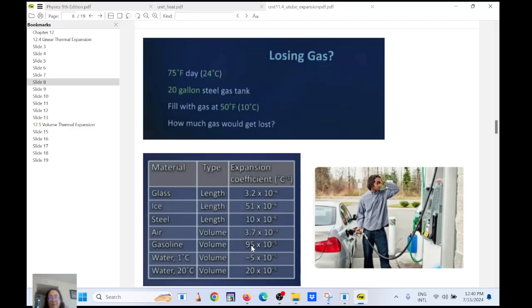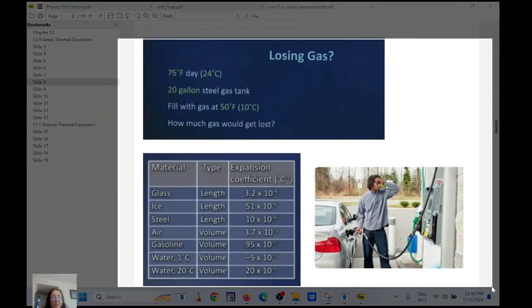So you can find how much overflow, how much gas will get lost because the liquid will expand. And for gasoline, you have 95 parts per 10,000 in volume.